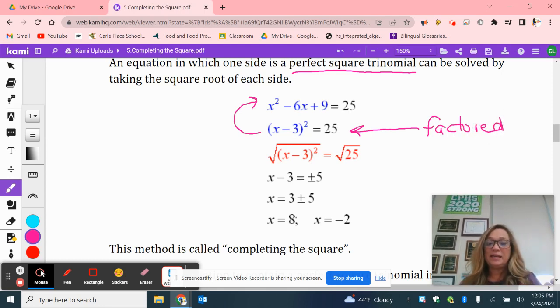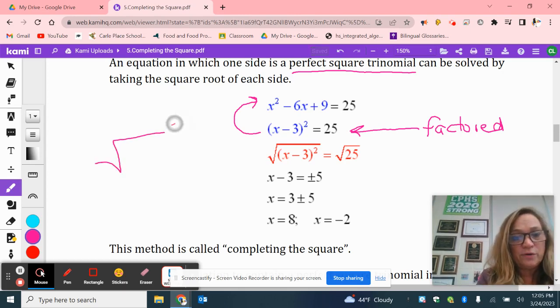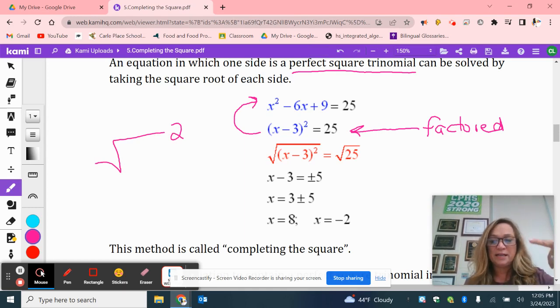Basically, I'm going to undo the square. The opposite of squaring is square root. So when you do this square root, you cancel out that square. It's like square gone. And then because this is an equation, whatever you do to one side, you do to the other.